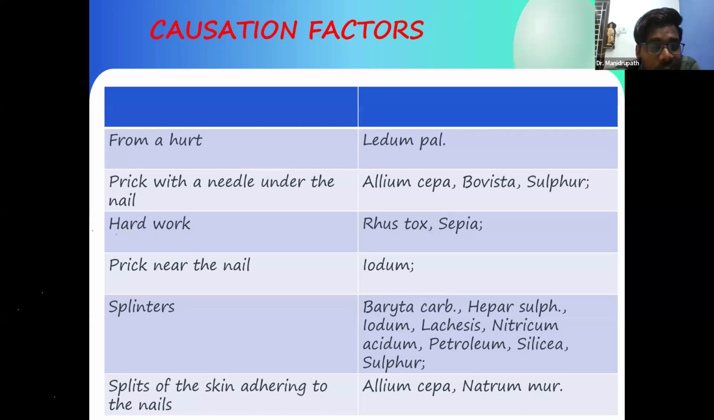Now, coming into some causative factors of nail patterns. From hurt is plumbum. And interestingly, to prescribe plumbum in any joint pains, joint affections, think the extremities will be cold to touch, and cold ameliorates, that is plumbum. And plumbum is such a remedy that can be given, especially after any pricking or injection needles. Next, coming to the next causation here, pricking with a needle under the nail.